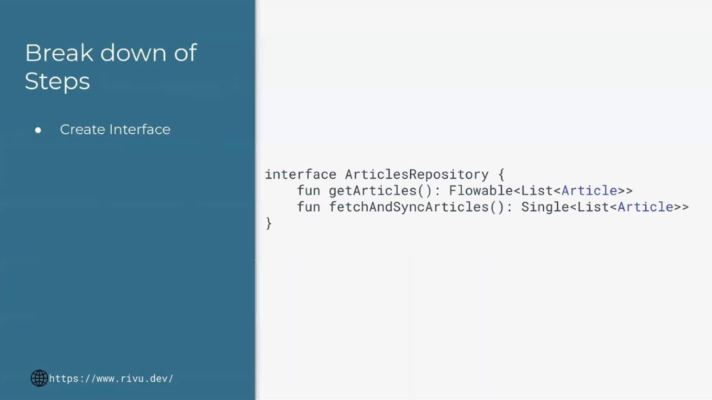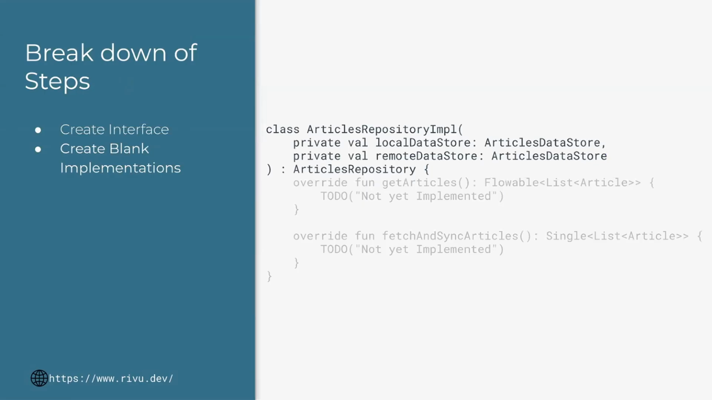Now we have the interface ready. Let's go on and create a blank implementation. So I have implemented it. I will use a local data store and a remote data store for this. Basically, the data store has the same methods: it has only a get articles method and a save articles method.